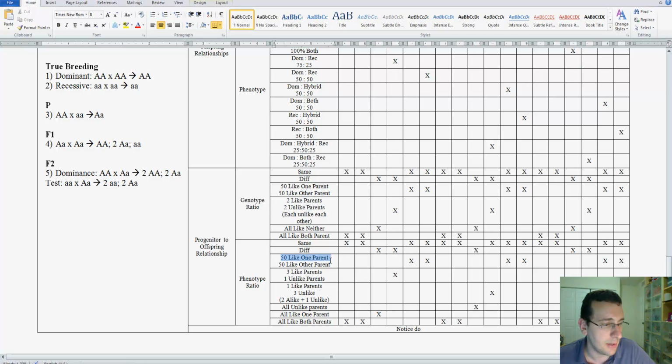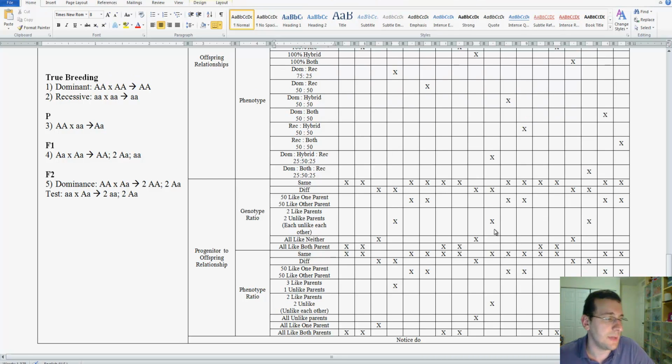If they say that 3 look like the parent and 1 looks unlike the parent, they're talking about the F1 cross in the case of complete dominance, because these 3 will look like one parent and this will look unlike the parents. If they say a cross where 1 is like the parent and 3 are unlike the parent, which cross is that? Sorry, if they say 2 are like the parents and 2 are unlike the parents, and those 2 which are unlike the parents are unlike each other, they're talking about the F1 cross in the case of incomplete or codominance.